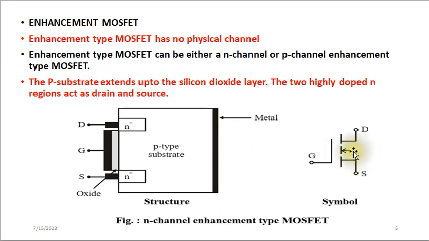And the symbol, if you look at it, is similar to the other one, but only that there is breakage here and here because of the absence of this physical channel. So how do we operate it in this enhancement mode in order to create the channel?